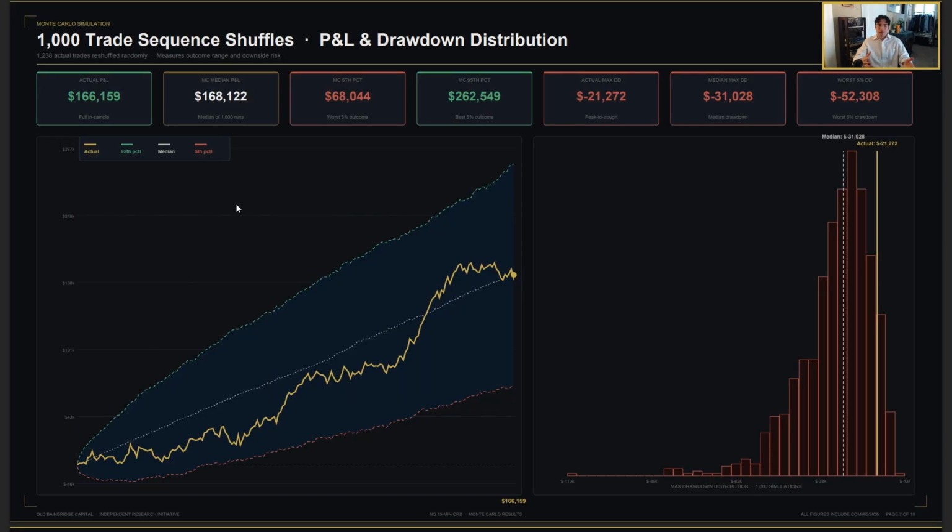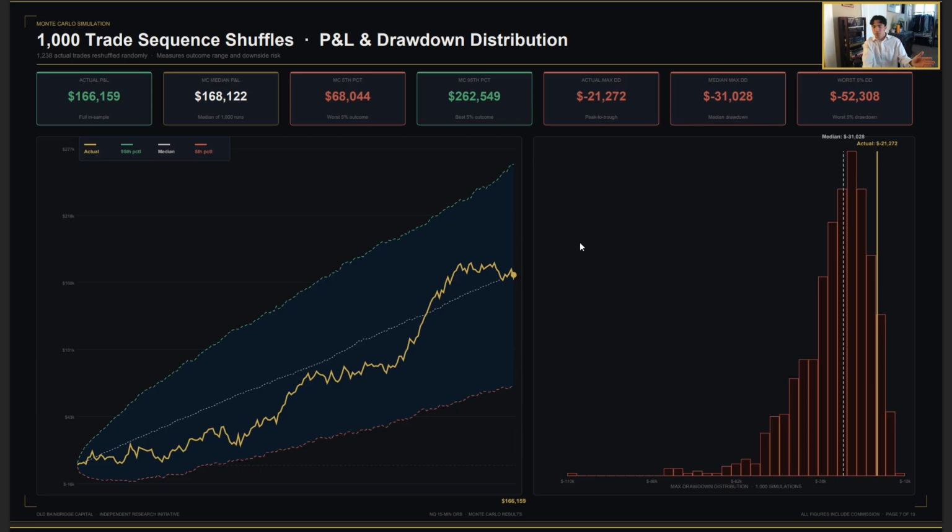Now for the Monte Carlo simulation. The Monte Carlo simulation is a technique that randomly resamples the actual trade results thousands of times to generate a distribution of possible outcomes. It's used to assess the range of realistic P&L and drawdown scenarios independent of the specific sequence that trades occurred in. It allows you to gauge the success of your optimized data and compare it to 1,000 other scenarios. This is really helpful in expecting how your drawdown may perform and your P&L as well.